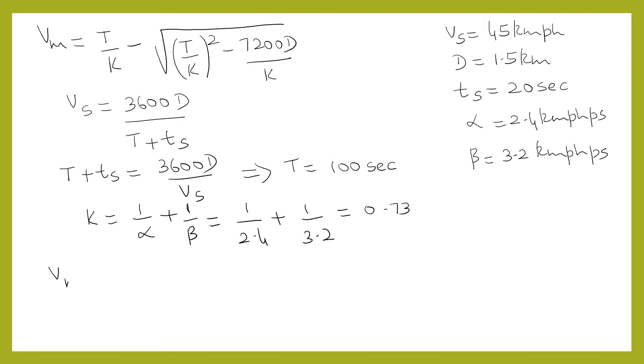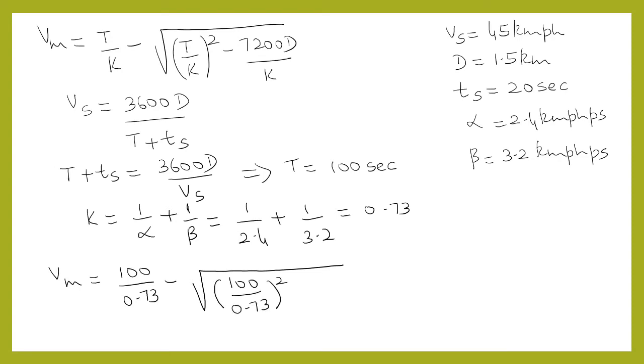Substituting the values in the equation of Vm, we get Vm equal to 100 by 0.73 minus square root of (100 by 0.73) square minus 7200 into 1.5 by 0.73. So we get the value of Vm as 74 kilometer per hour.